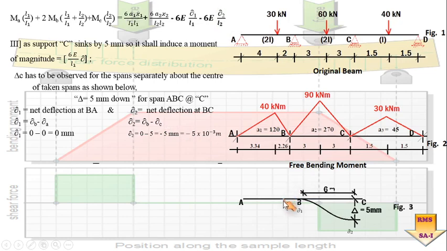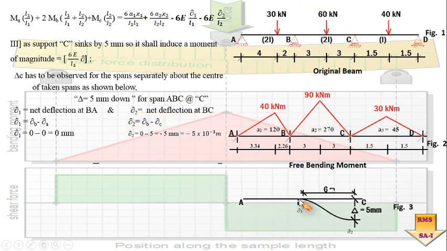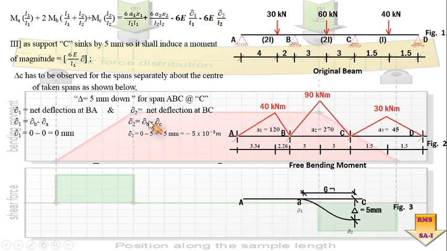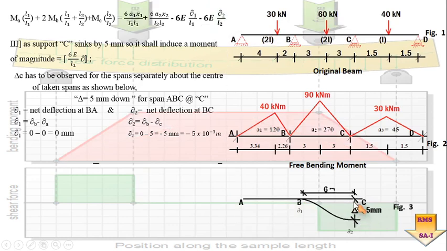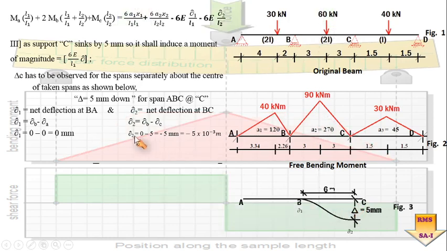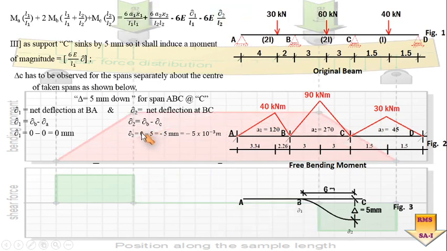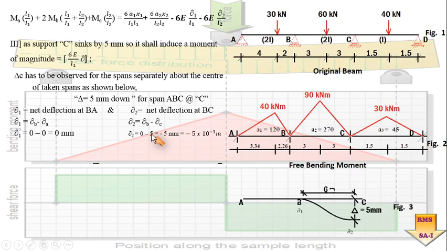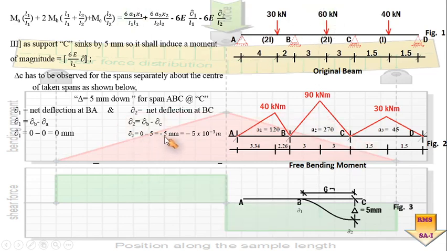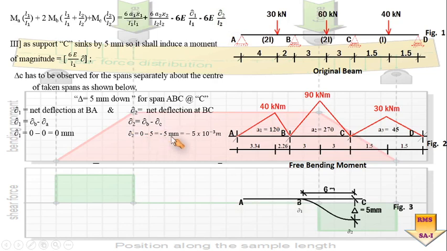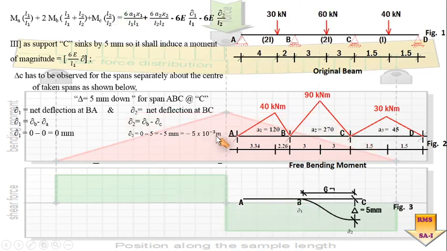Here delta B, that is the sinking near point B, is equal to 0, whereas for point C there is a sinking of 5 millimeter. So minus 5. Delta B, no sinking at B, so equal to 0, and delta C there is a sinking of 5 millimeter downwards, so minus 5. So delta 2 comes out to be equal to 0 minus 5, which is equal to minus 5, and in meters it is minus 5 into 10 raised to minus 3 meter.